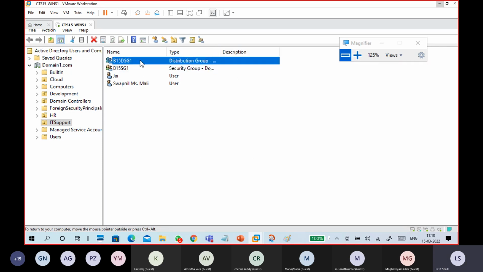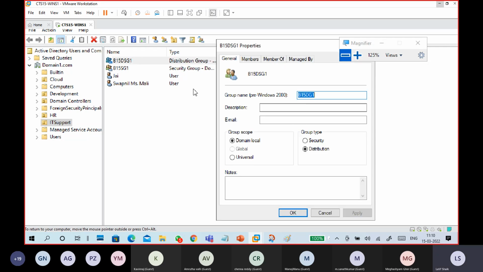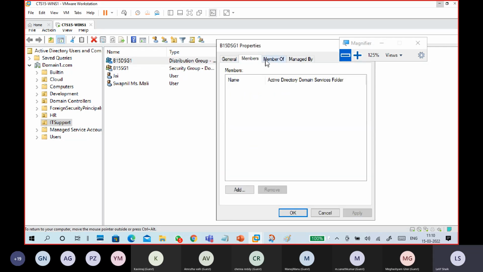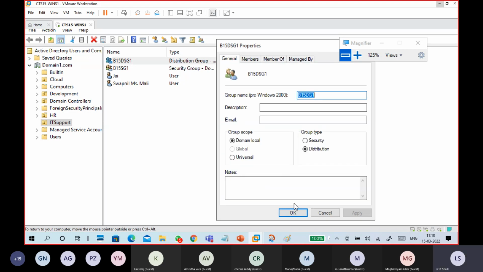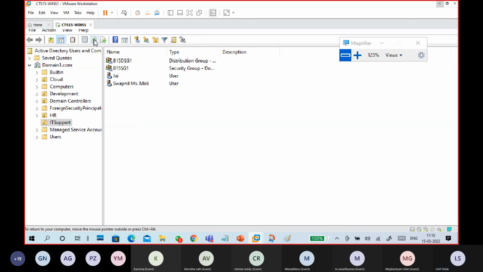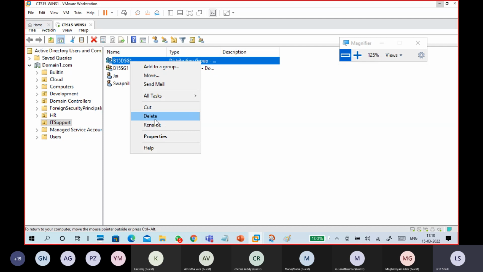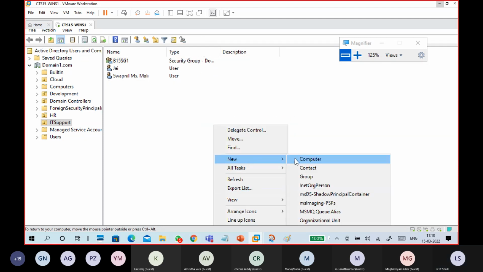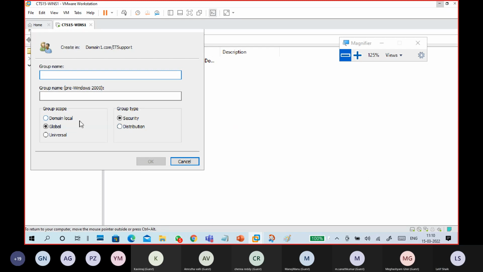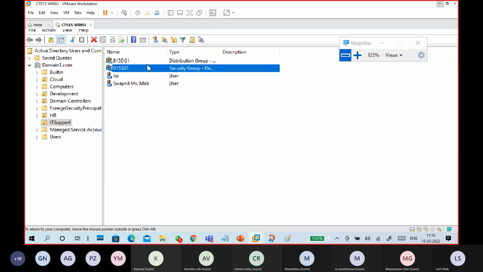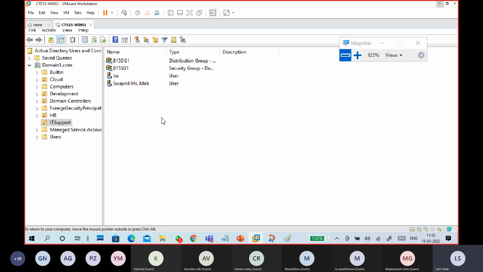Don't worry about all the global group details, just know how to create a group. And the group name I changed. Members, member of, managed by. Delete. New group, distribution group, B15 DG1. Don't get confused on that one. Okay, DG1, SG1, distribution group, security group. Two groups are there.